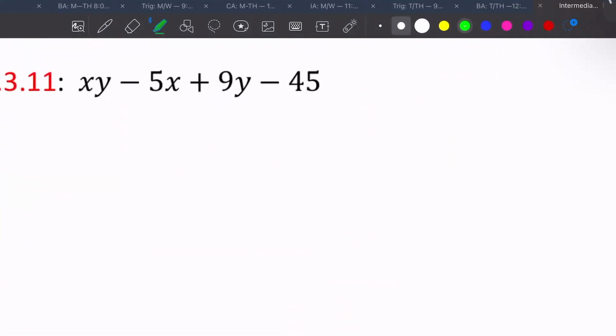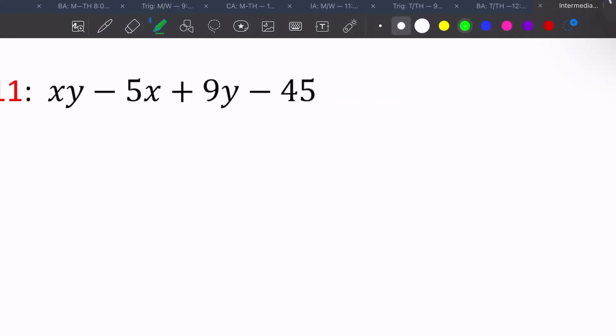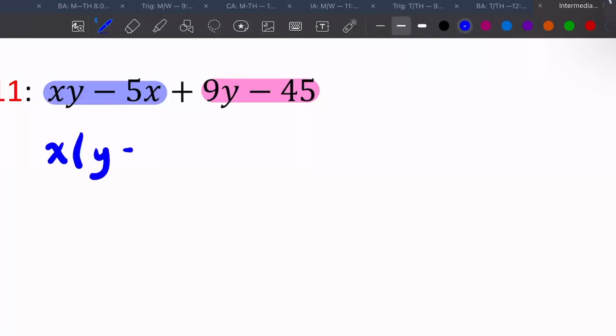Just 2 more of these. All right. So this one looks a little bit different, but we're going to do the same thing. It has an x and a y in there, but nothing changes. Still 4 terms. Let's see if we can do grouping. First 2, last 2. Greatest common factor of the blue. They both have an x in common. And I'm left with y minus 5.